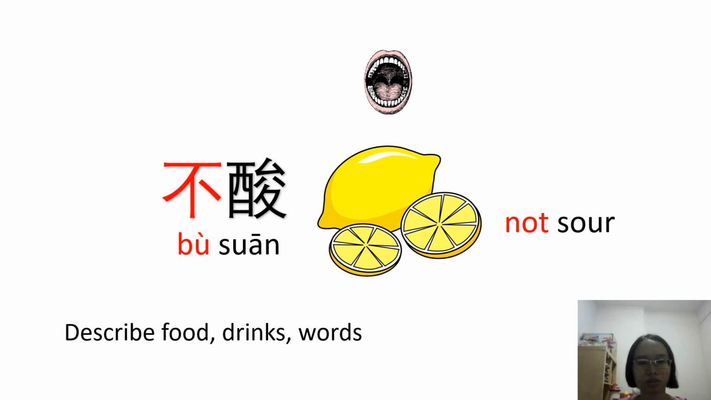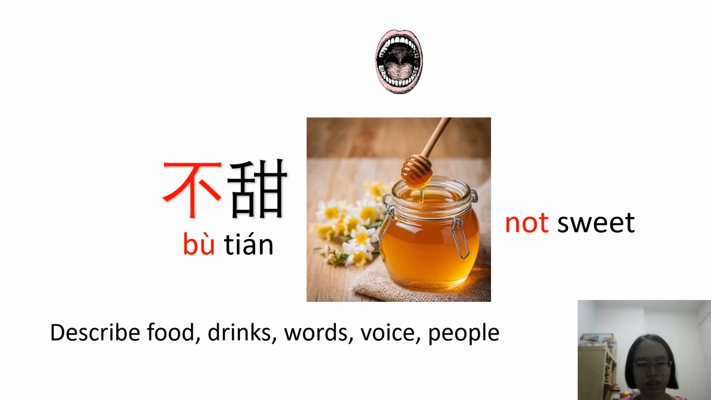Instead of 好酸, so sour, when you add 不, it becomes 不酸, which means not sour. Instead of 好甜, so sweet, when you add 不, it becomes 不甜, which means not sweet.